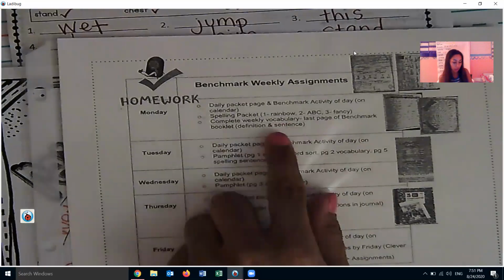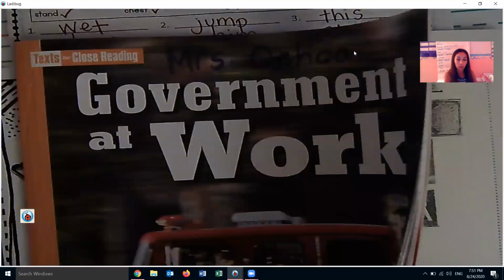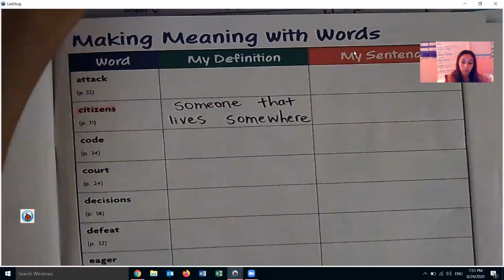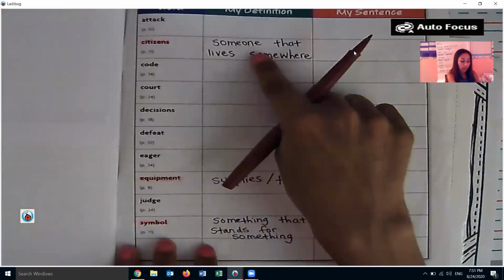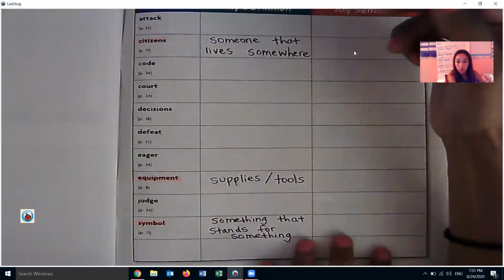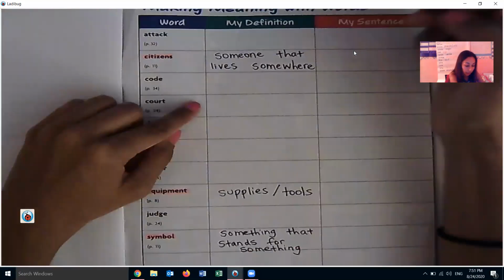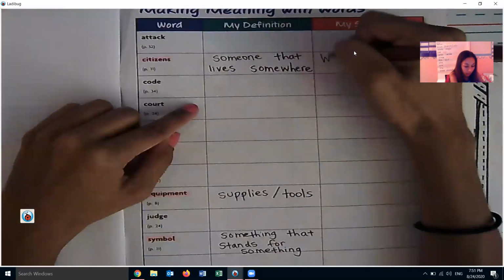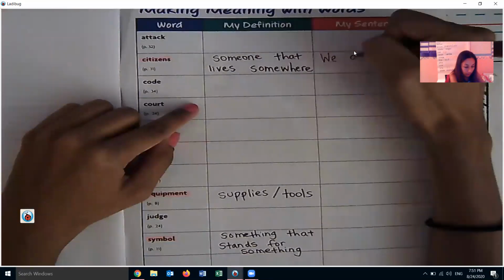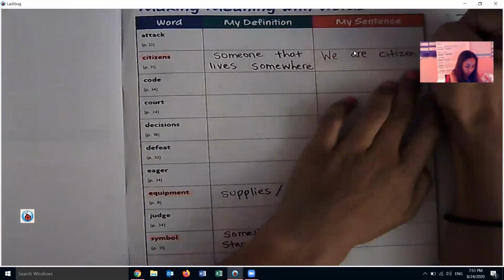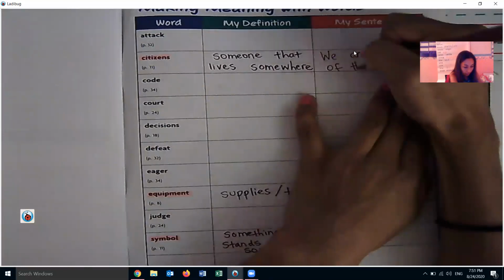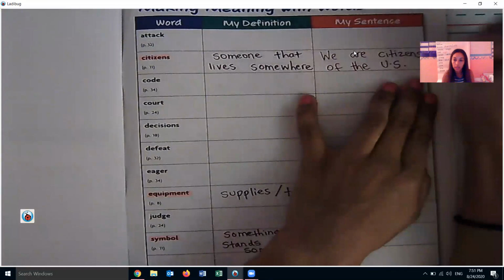On the last page of your benchmark booklet, that's this booklet here, we already wrote the definitions for 3 words, which were citizens. We said it's someone that lives somewhere. So we're going to use this word in a sentence. So I can say, we are citizens of the U.S., of the United States.